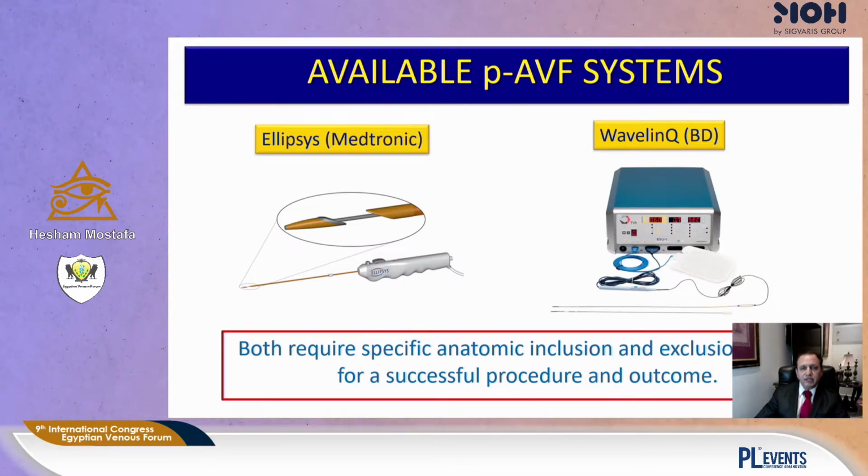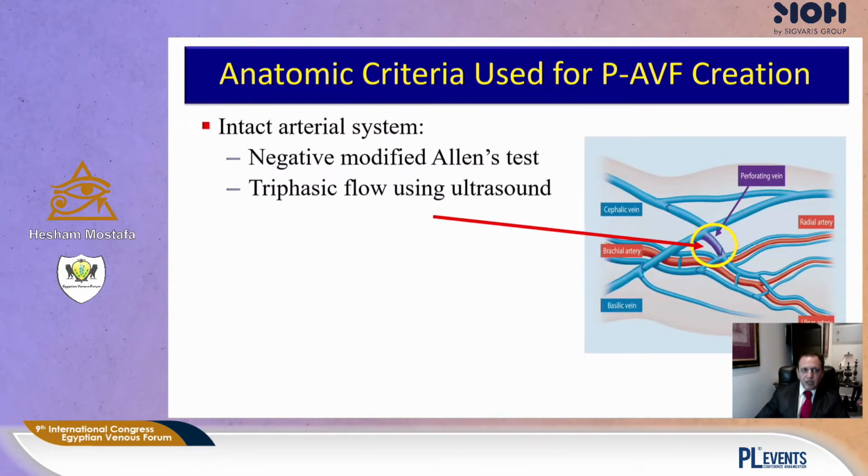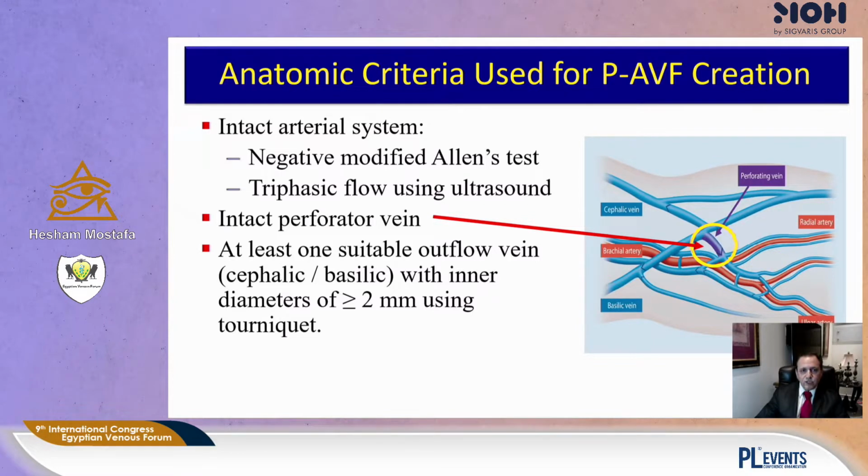The two systems available in the market are the Ellipsys from Medtronic and WavelinQ from BD, and both require specific anatomical inclusion and exclusion criteria for a successful procedure and outcome. Both require an intact arterial system with a negative modified Allen test with a triphasic flow using ultrasound. It's very important to have intact perforator veins, at least one suitable outflow vein, either cephalic or basilic vein, with an inner diameter more than 2 mm using a tourniquet, and finally a patent central venous system.